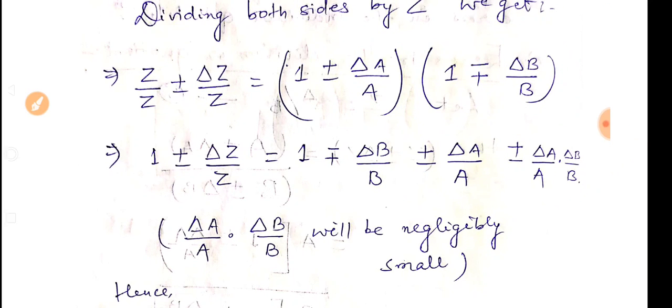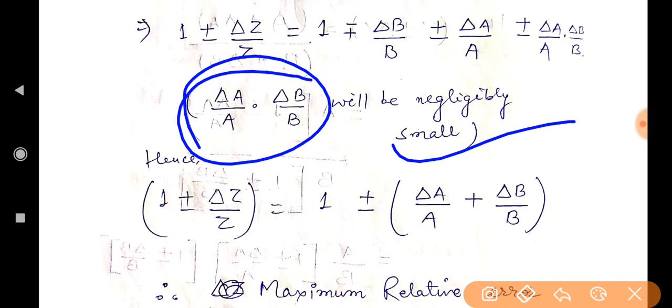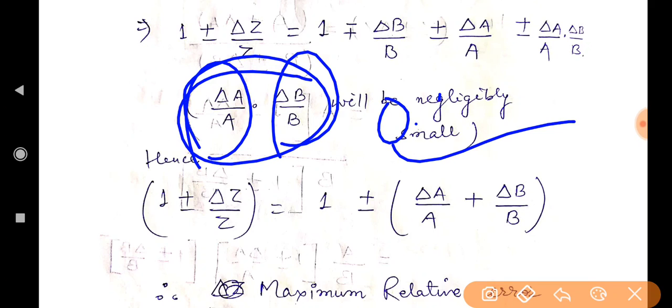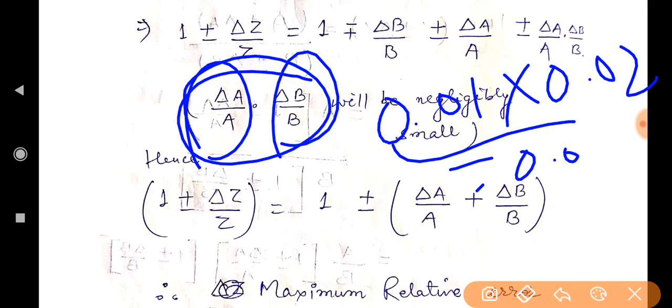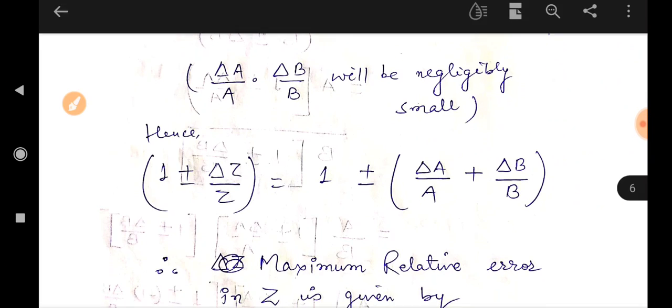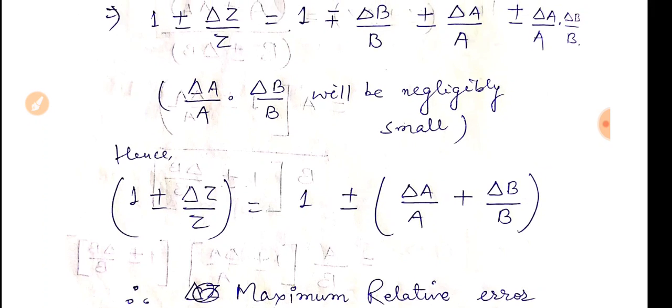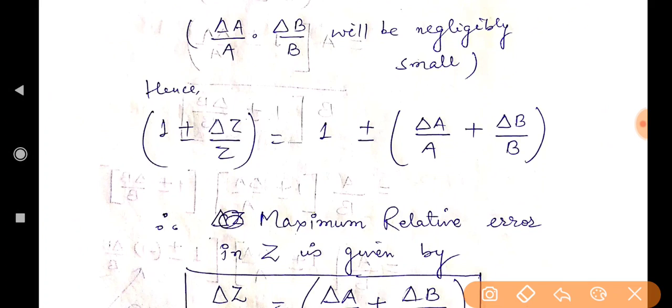Now since this quantity is very very small, negligibly small, as it is very small, 0.01 into 0.02 will be 0.0002. This will be very very small, dear student. So this quantity is negligibly small, and thus we get 1 plus minus delta z by z is equals to 1 plus minus delta a by a plus delta b by b.